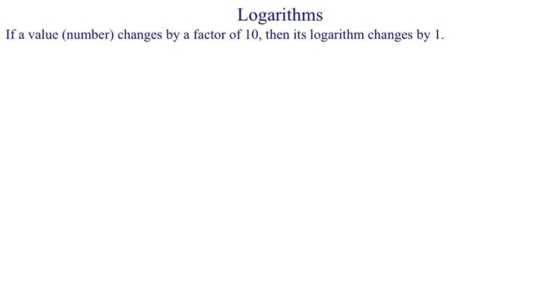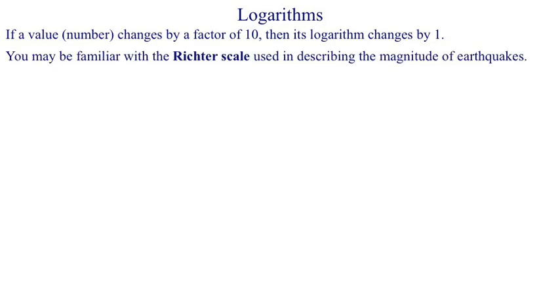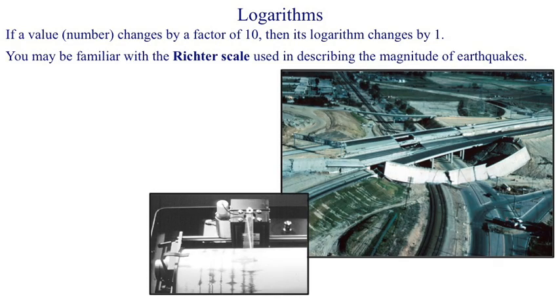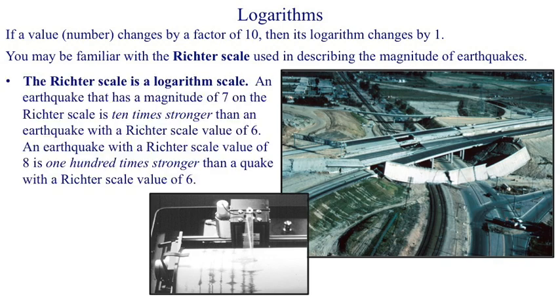If you learned about logarithms, perhaps you recall that if a value changes by a factor of 10, then its logarithm changes by 1. You may be familiar with the Richter scale used in describing the magnitude of earthquakes. The Richter scale is a logarithmic scale. An earthquake that has a magnitude of 7 on the Richter scale is 10 times stronger than an earthquake with a Richter scale value of 6. An earthquake with a Richter scale value of 8 is 100 times stronger than a quake with a Richter scale value of 6.